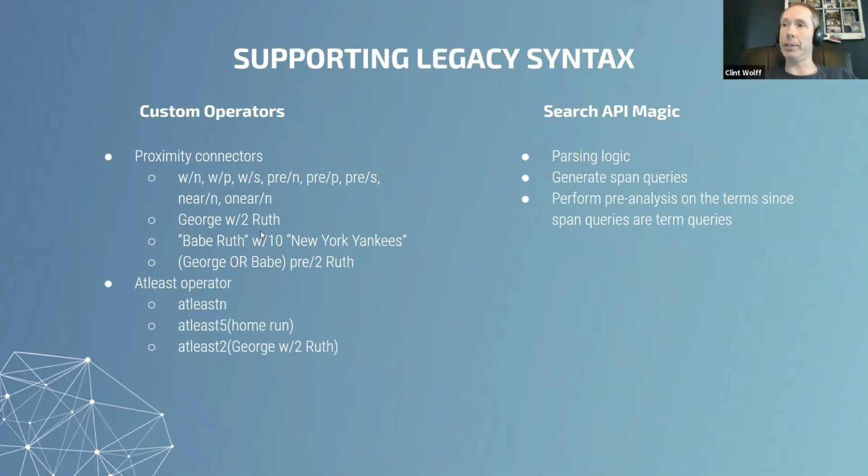It also works on the phrase level, so Babe Ruth within 10 of New York Yankees. So again, any 10 terms could be in between the phrase Babe Ruth and the phrase New York Yankees. It also deals with proximity logic, so you can do George or Babe preceding 2 of Ruth. So preceding will enforce that the term George or Babe has to come prior to Ruth. If it was Ruth comma George, it would not match that.